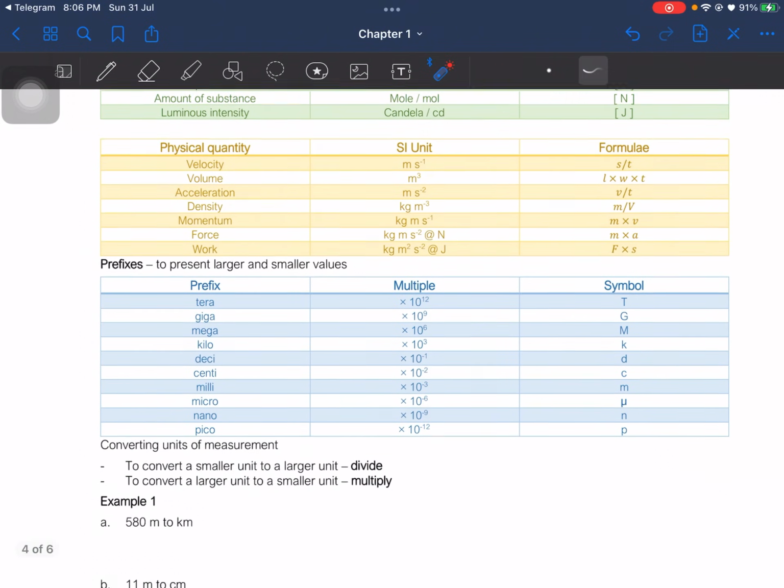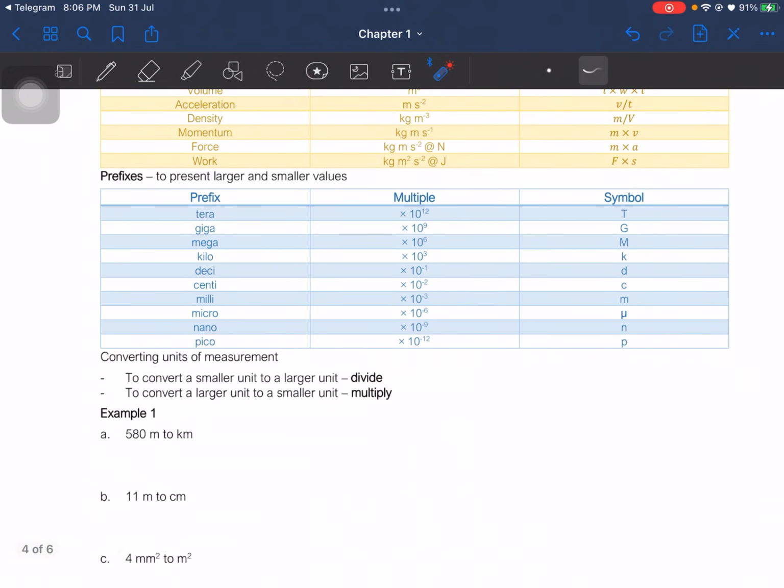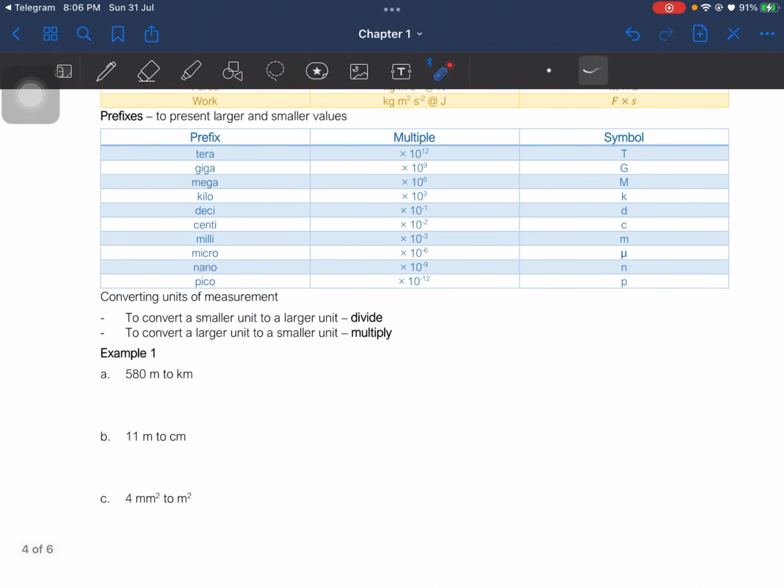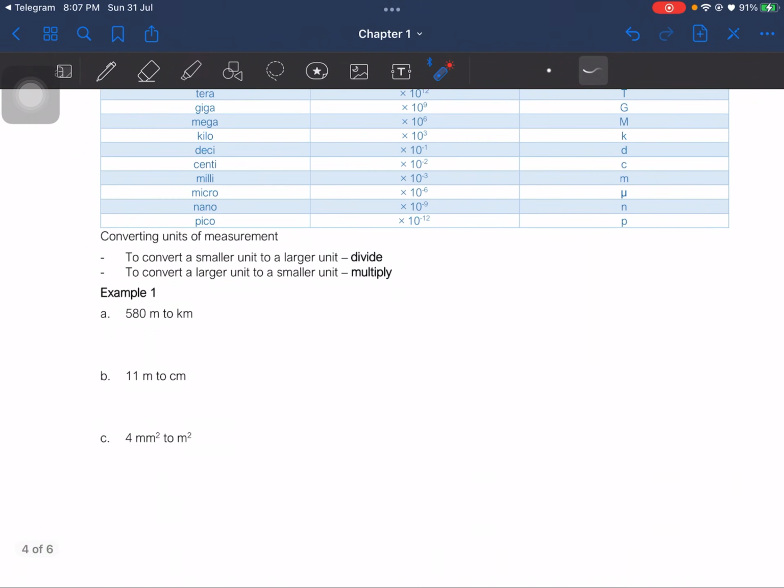Alright, now we are going to go into prefixes. I think you've learned this in your SPM. This is used to represent larger and smaller values. I don't have any problem with how you are going to solve or convert units. Just make sure you don't make any silly mistakes. A simple way of converting units of measurement is that if you want to convert a smaller unit to a larger unit, you divide, and vice versa.